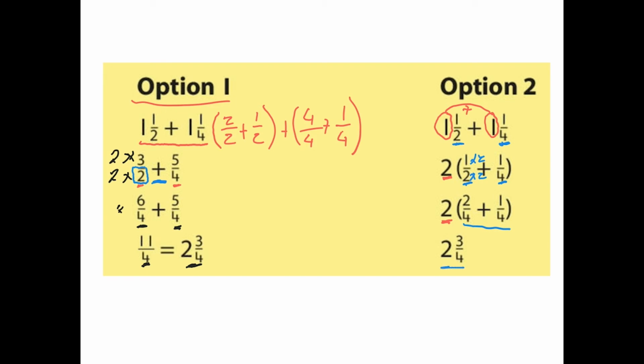So our final answer is 2 3/4. So you can see there that both answers give you 2 3/4. Okay, and that's the way we add those up. All right, now, like I said, my preferred option is option 2. Option 1 is perfectly fine, and most of the time you'll be okay using either option. So it won't make too much of a difference to you.